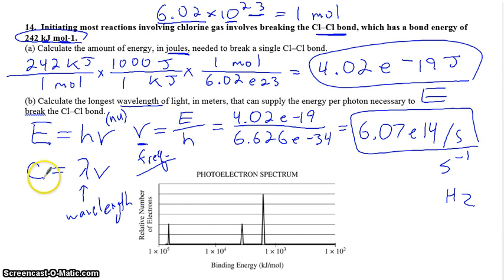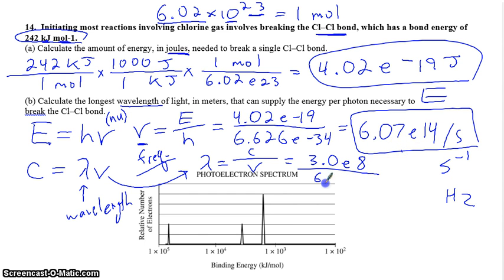And then finally, let's use c to calculate wavelength. So we got ourselves wavelength. If we rearrange the equation now, right here, it is c over nu. So we have 3.0 times 10 to the 8 meters per second. That's the speed of light. Our frequency from up here is 6.07 times 10 to the 14th. And if we divide this, we should get ourselves a value of 4.94 times 10 to the negative 7 meters.